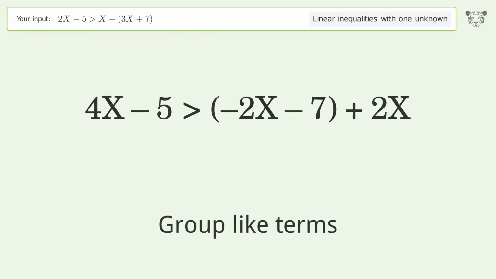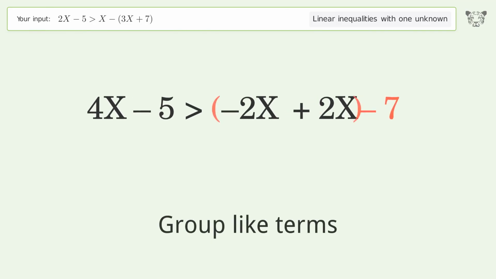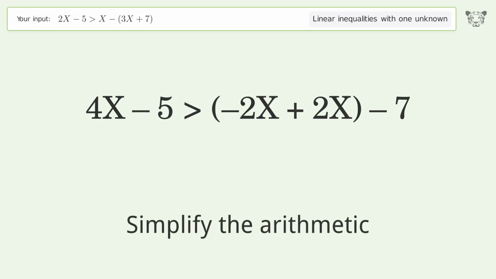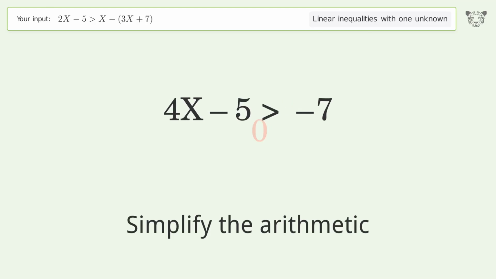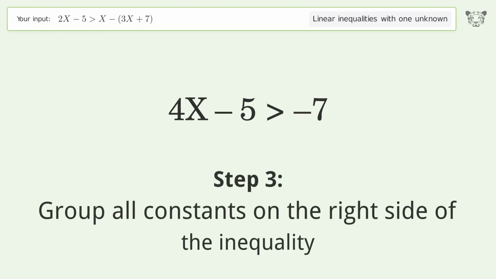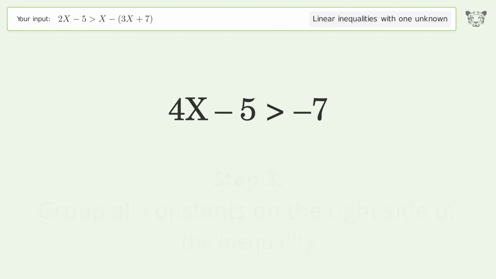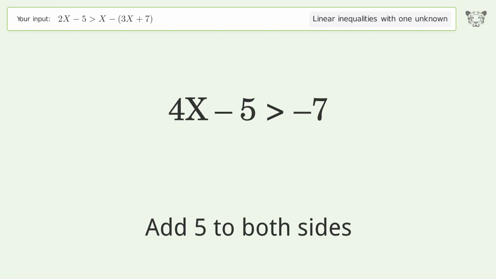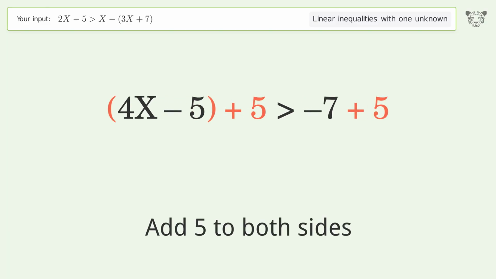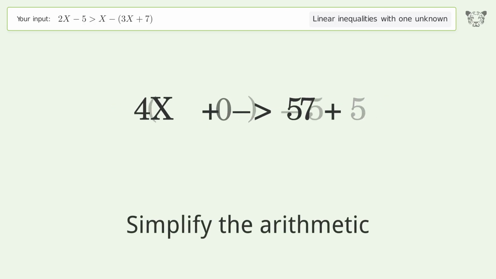Group like terms. Simplify the arithmetic. Group all constants on the right side of the inequality. Add 5 to both sides. Simplify the arithmetic.